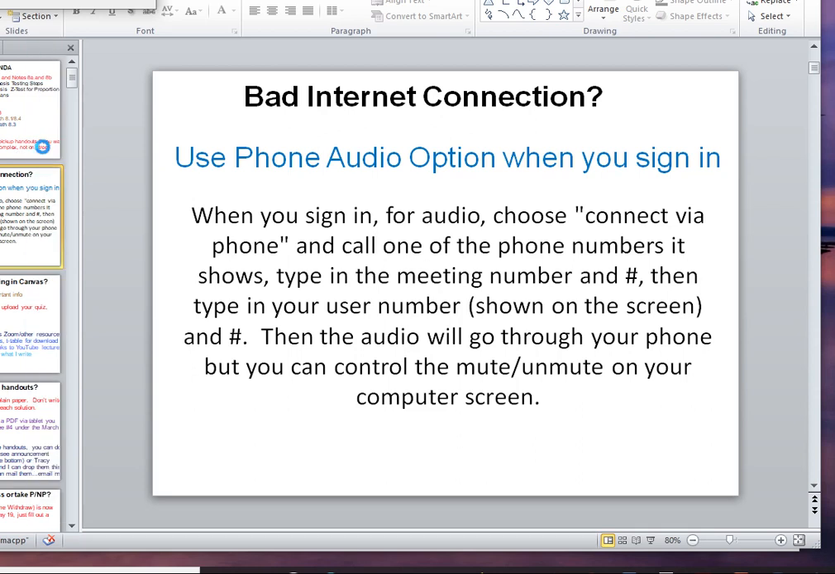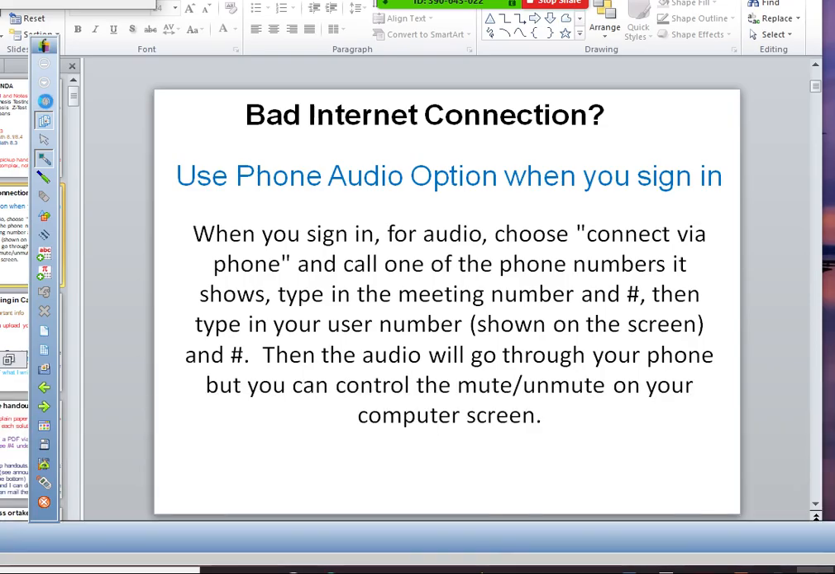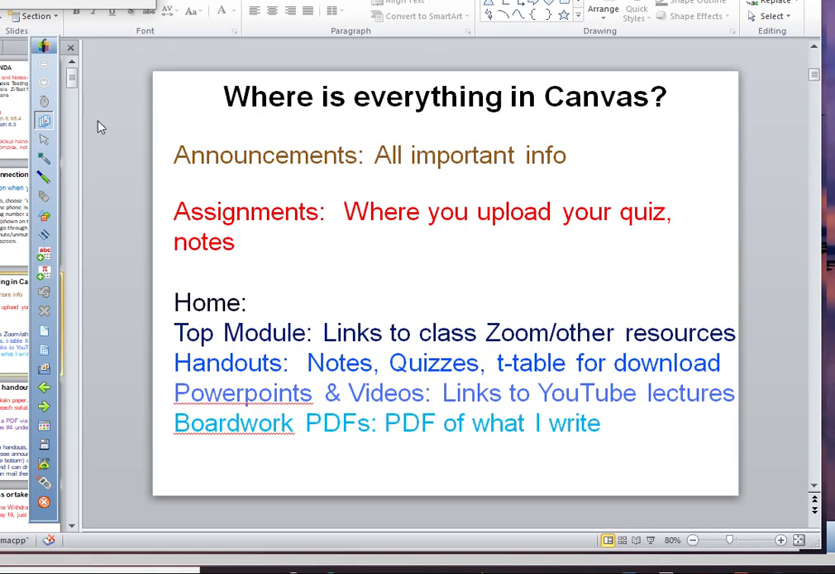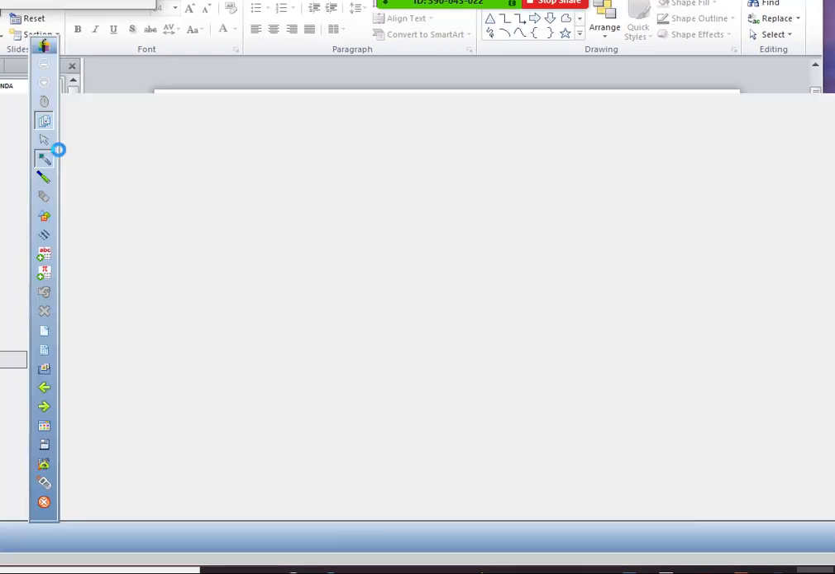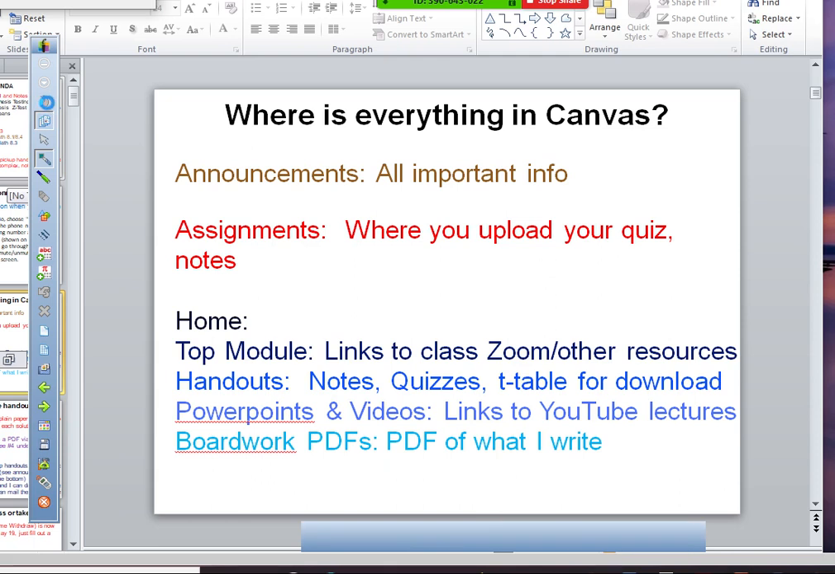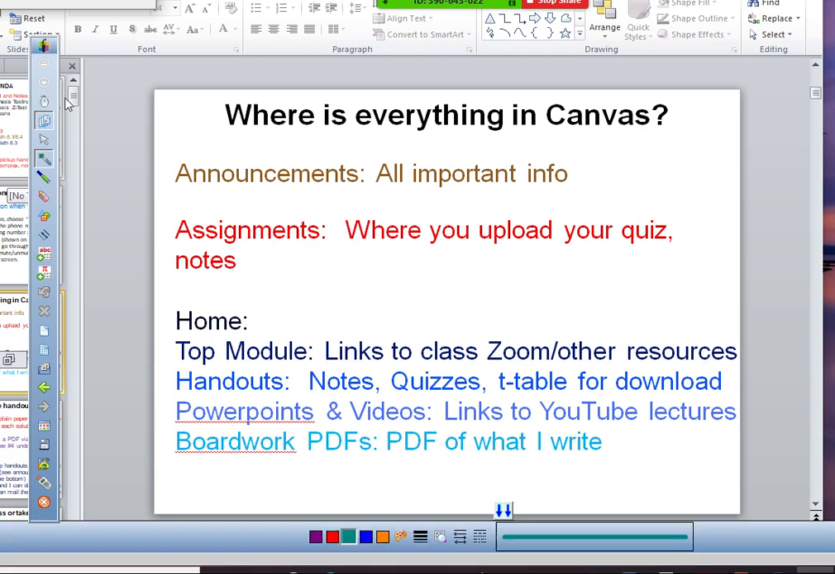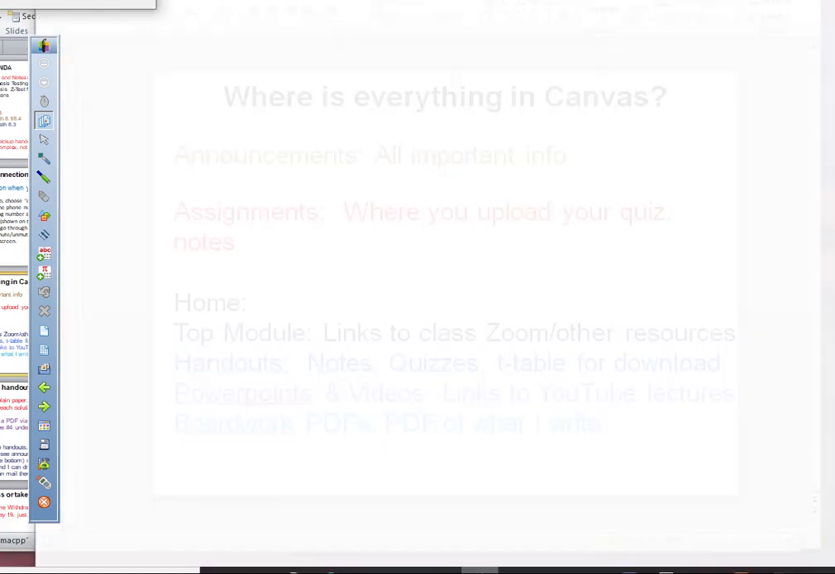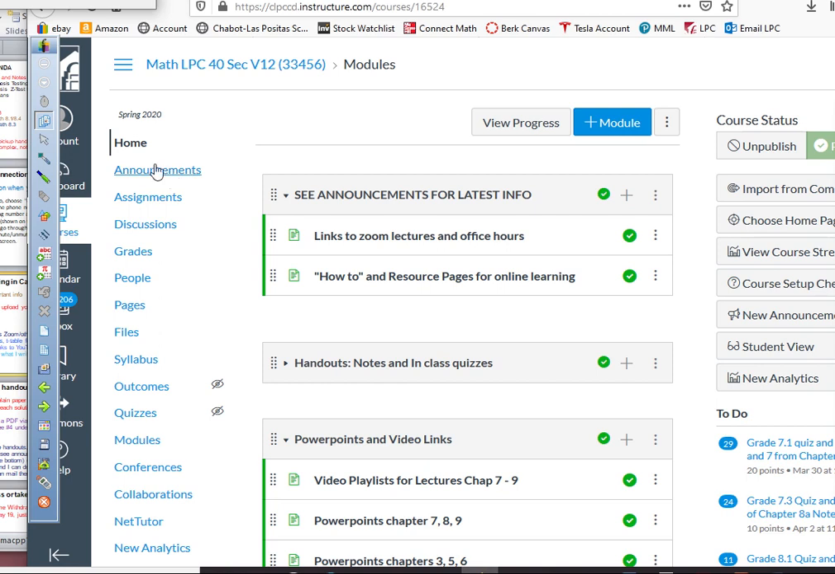And then the next thing I want to talk about is where everything is in Canvas. We have a lot of stuff we brought into Canvas. I've changed things around a little bit to make things easier for you to find. First of all, I've started announcements. So you go to announcements, that's where all the important information is.